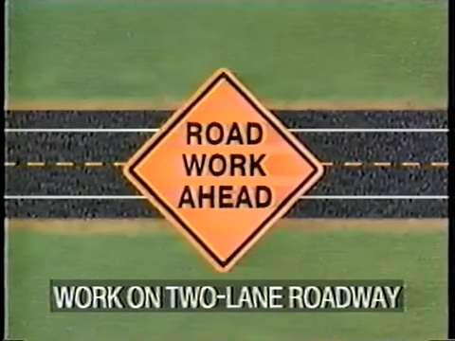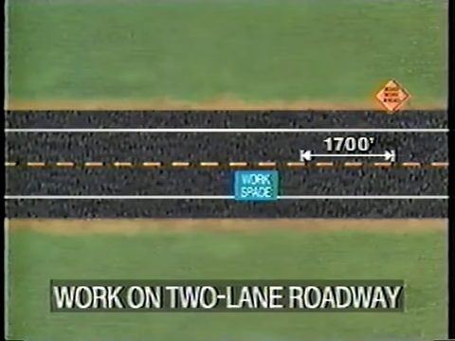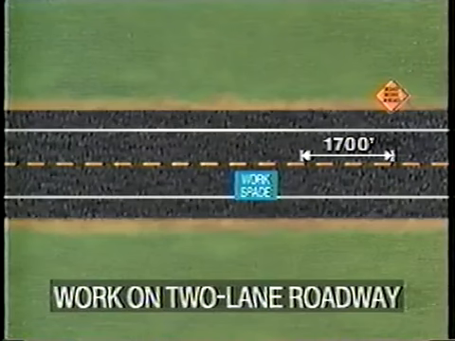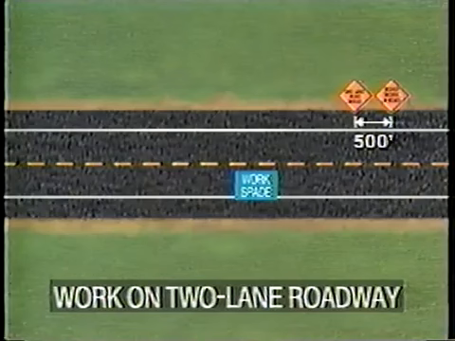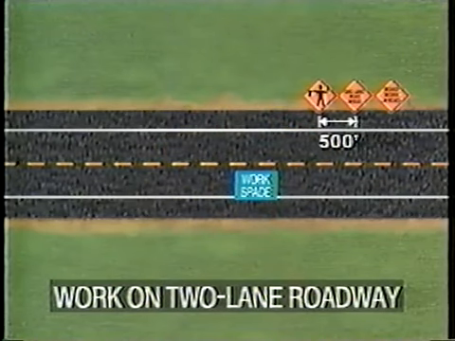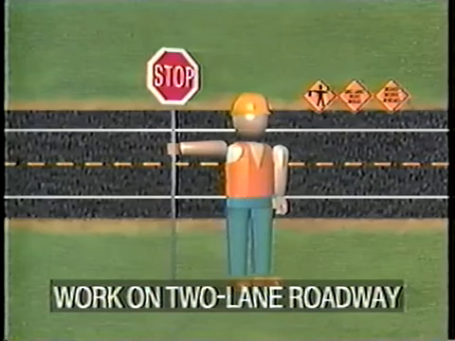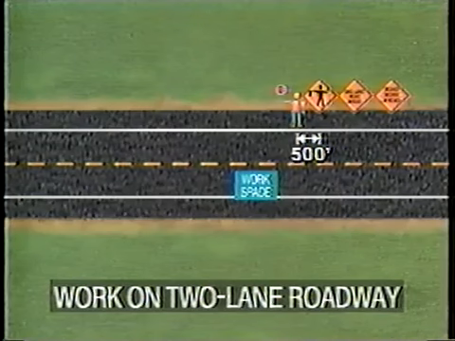First, install the Road Work Ahead sign for the unobstructed roadway. This sign is placed at least 1,700 feet in advance of the workspace. The second sign, One Lane Road Ahead, is placed 500 feet from the first sign. The last sign installed, the flagger symbol, is placed 500 feet from the second sign. The first flagger then assumes his or her station 500 feet from the flagger sign, placing the first flagger at least 200 feet from the beginning of the workspace.